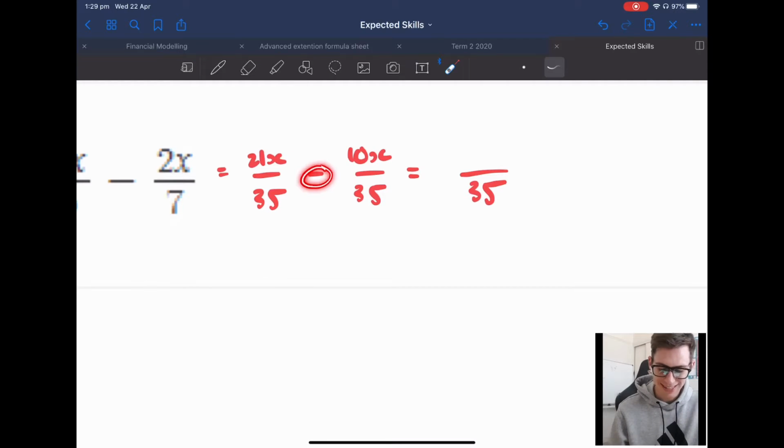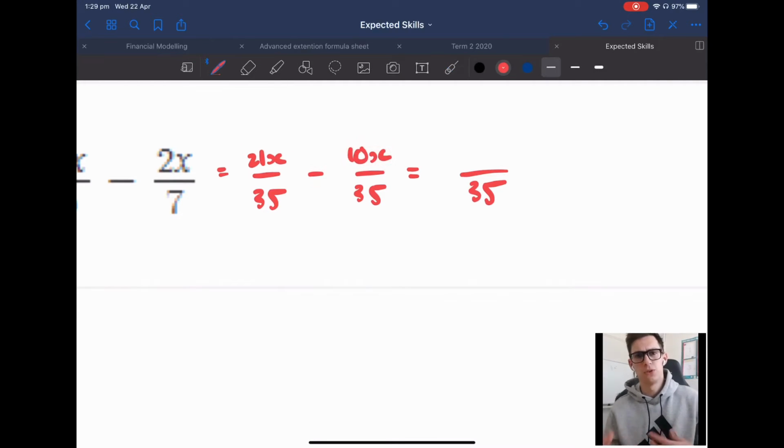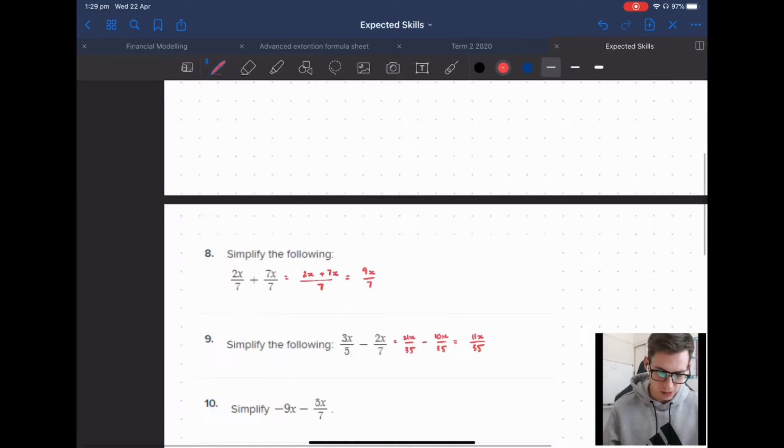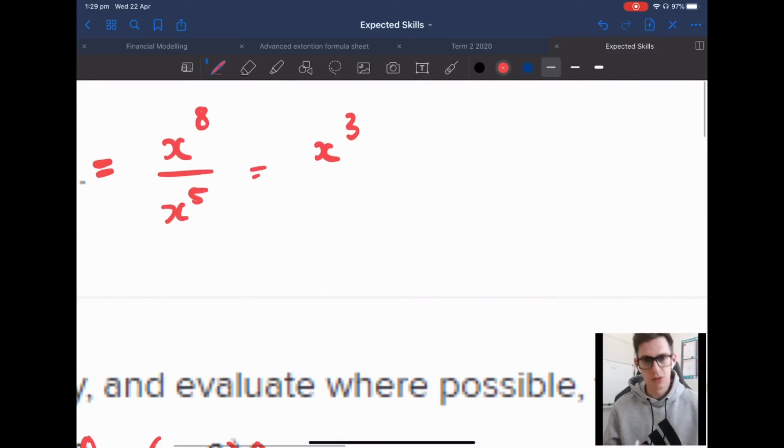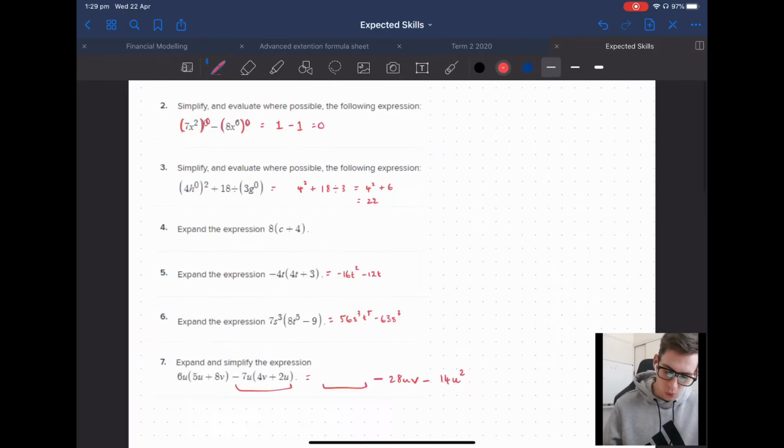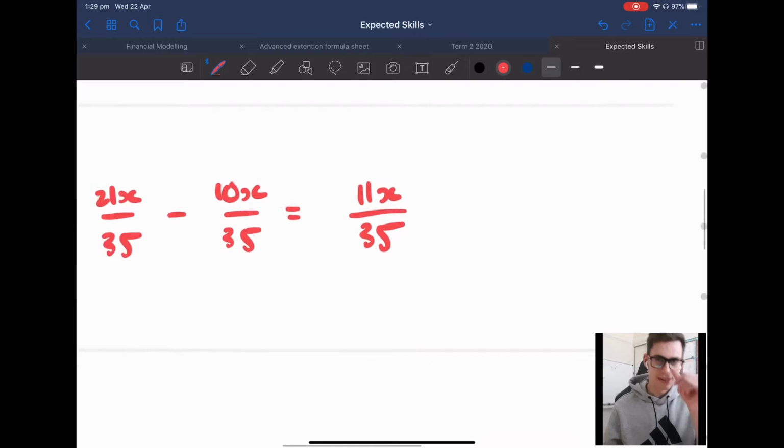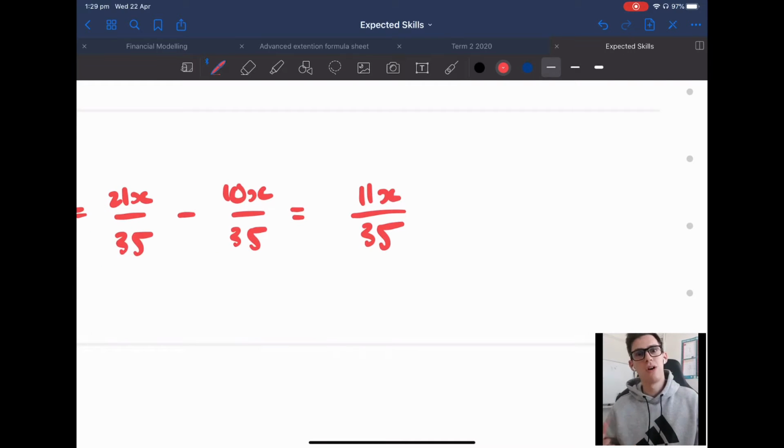x, take away 10x. If you got 21 something, take away 10 of that thing, you're left with 11x. Again, if I was left with the same letter on the top and the bottom, I might be able to cancel out, possibly like back up here with our index laws. You might need to cancel that way. Or if there's a number that goes into both 11 and 35, they could cancel out possibly.